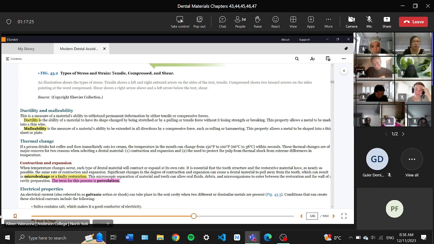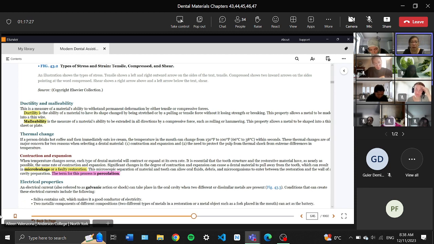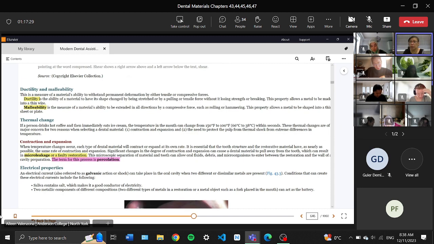Okay. So now let's move to thermal change. Thermal meaning hot or cold. If a person drinks hot coffee and then immediately eats ice cream, the temperature in the mouth can change from 150 to 100 within seconds. These thermal changes are of major concern for two reasons when selecting dental materials: contraction and expansion, and the need to protect the pulp from thermal shock from extreme differences in temperature.